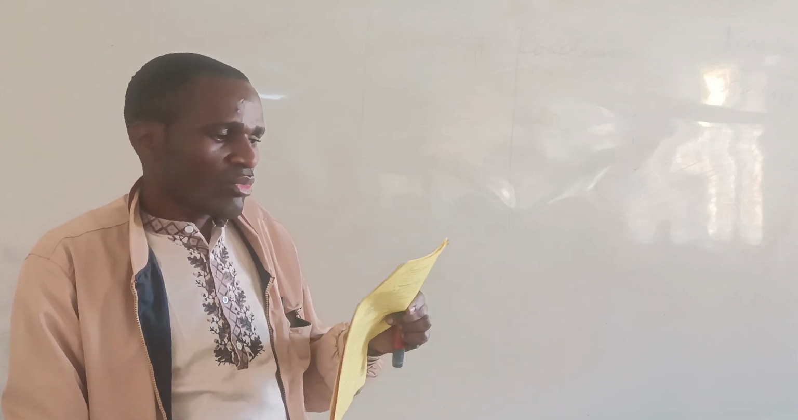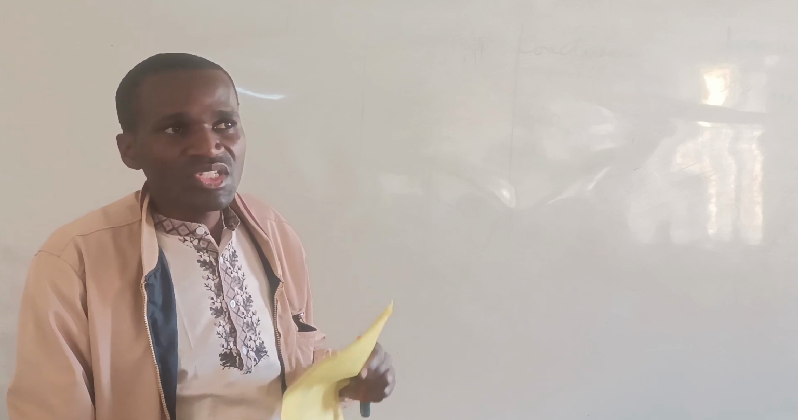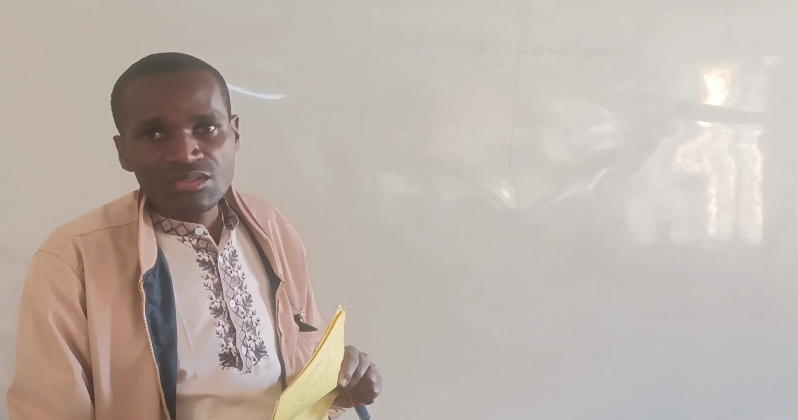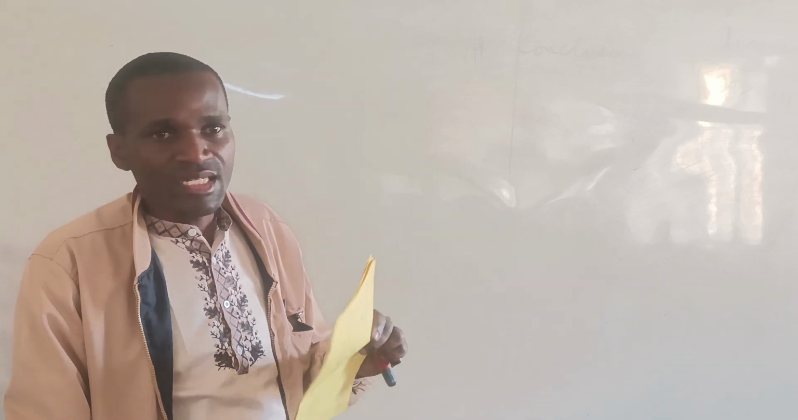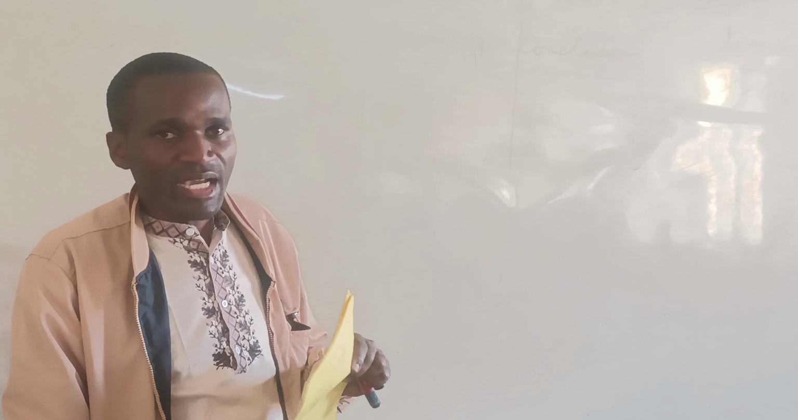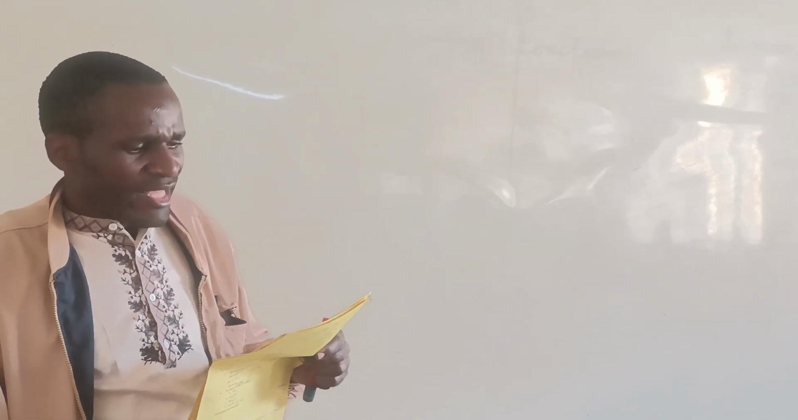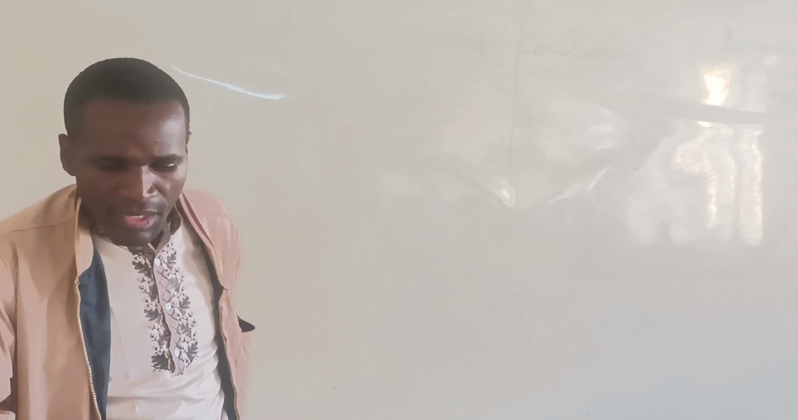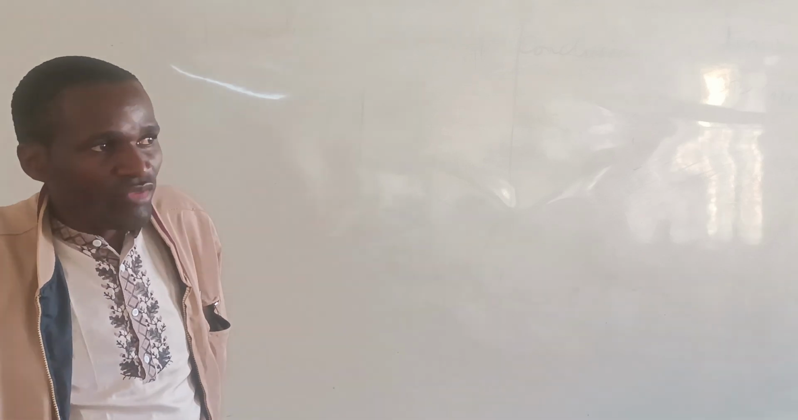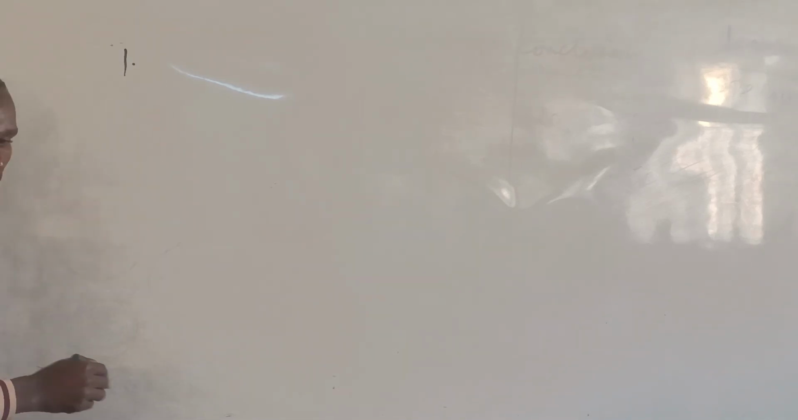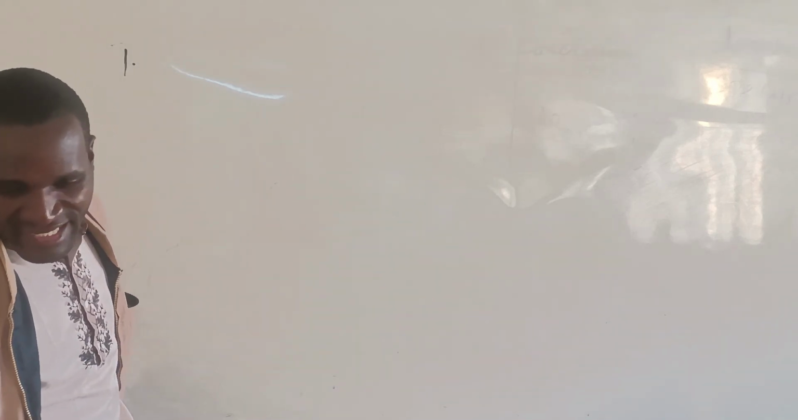So I want us to go through the questions they had and see which answers these students were supposed to have written in the work they submitted to the examiners for marking. The first question reads: make P the subject of the formula in. So that is question 1.